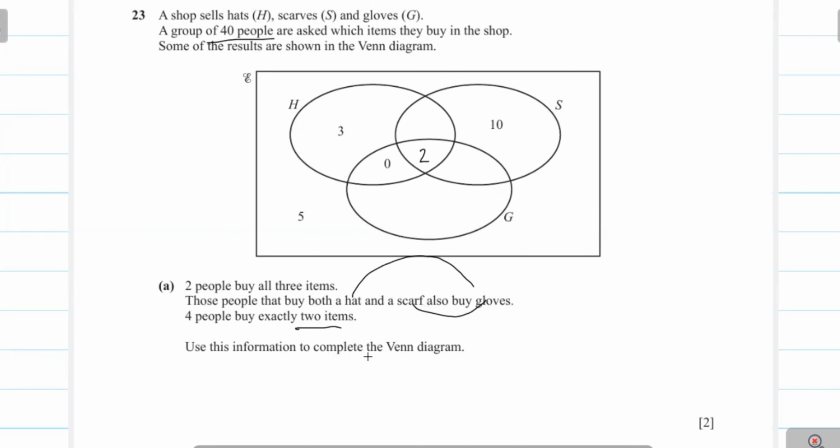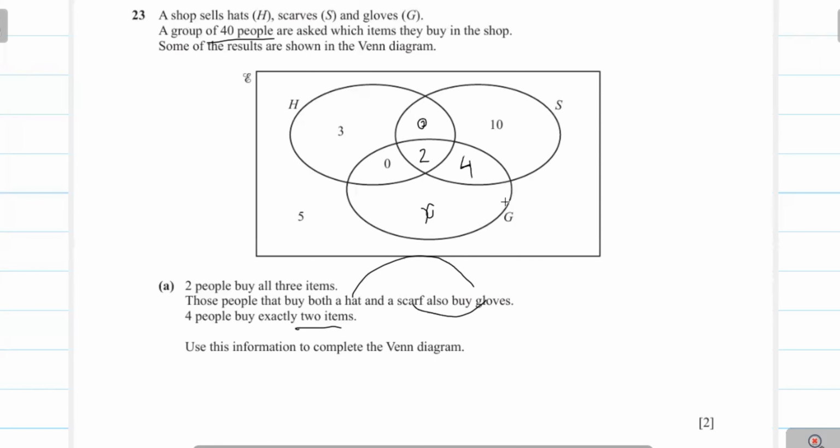Therefore, this value will lie in this region where scarf and gloves both exist. Therefore, 4 people buy scarf and gloves. And next, use the information in the Venn diagram. You see here, we write the value X. In this region, when you purchase a hat, you also purchase a glove. Therefore, in this region, this value will be 0.